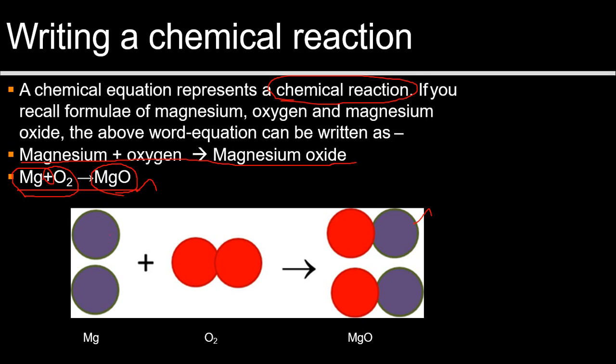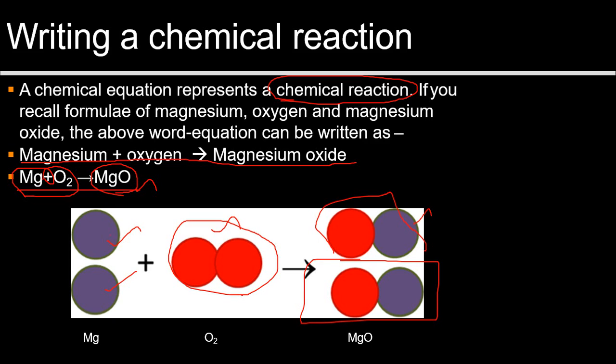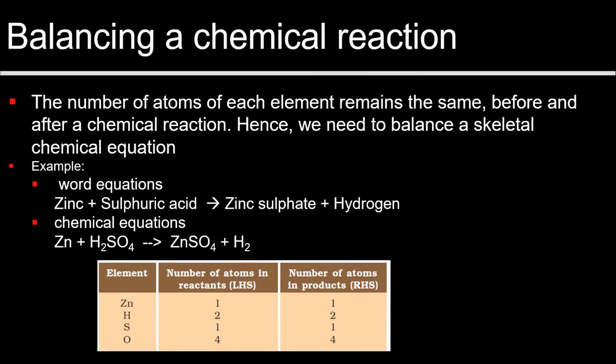Okay, so if I want to get 2 moles of magnesium oxide, I have to take 2 magnesium, this one and this one. Then only it will react with 1 mole of oxygen molecules and give 2 moles of magnesium oxide, this one and this one. Okay, so this is the reason we have to balance chemical equations.